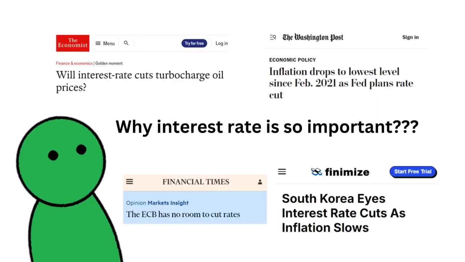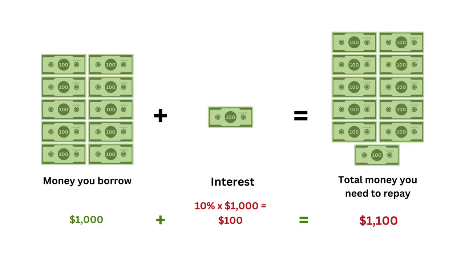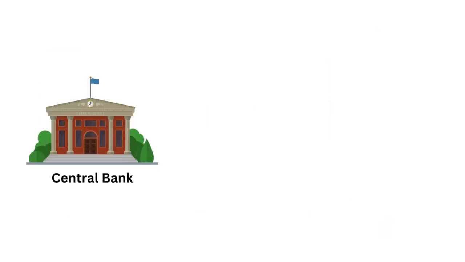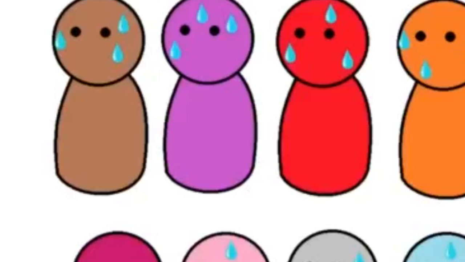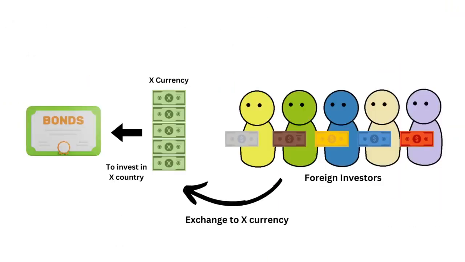Number 2. Interest rate. You might have heard about interest rates before and wondered why they matter so much. Interest rates are the cost of borrowing money in percent. If you borrow $1,000 at a 10% interest rate, you have to pay back $1,000 plus $100 as interest. Central banks, like the Federal Reserve in the US, set interest rates in their countries. When interest rates are high, it offers better returns on investments, attracting foreign investors. These investors need to buy that country's currency, which increases demand and strengthens the currency.